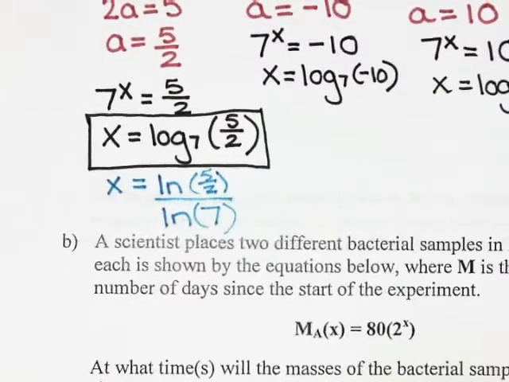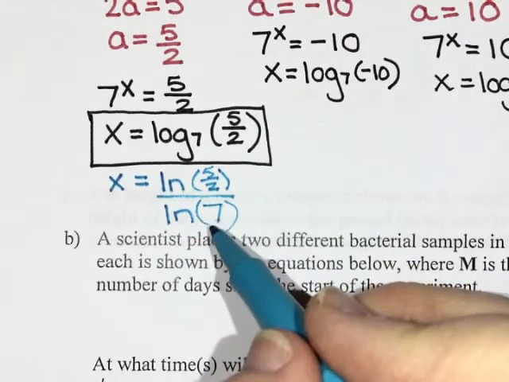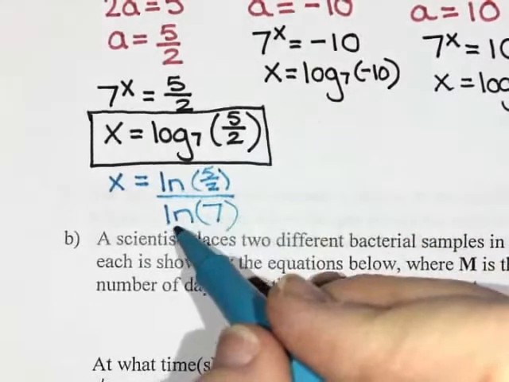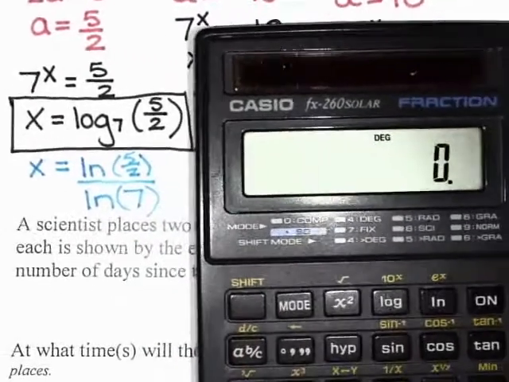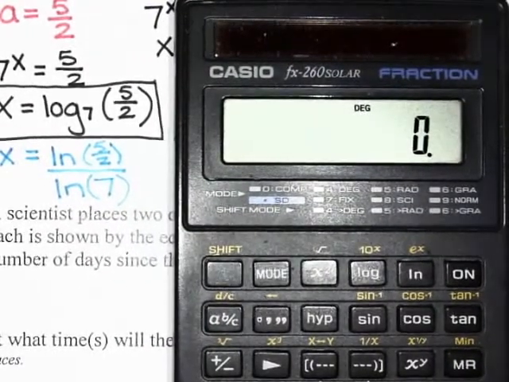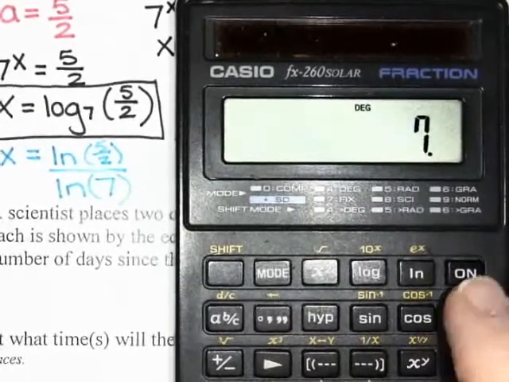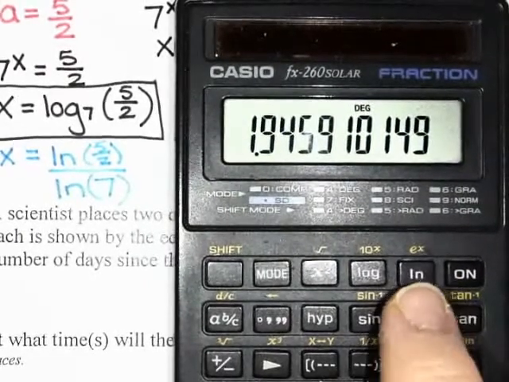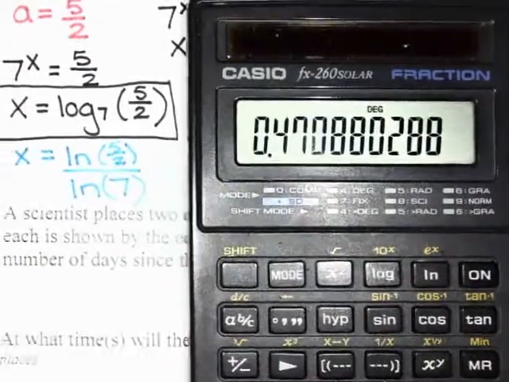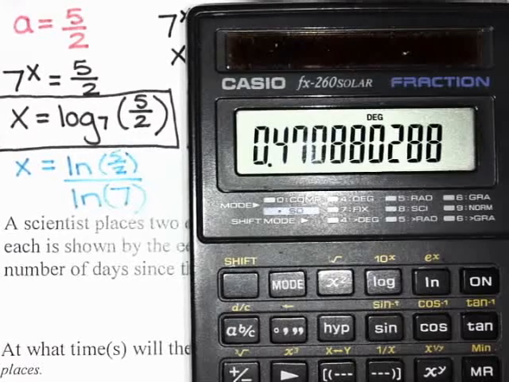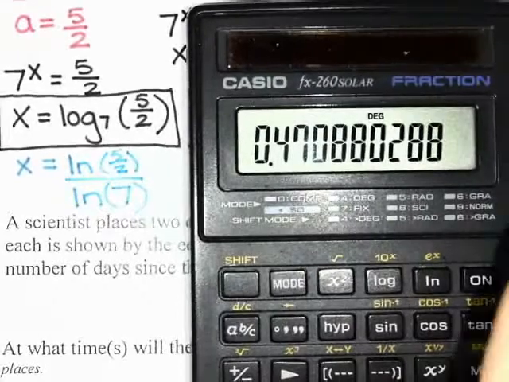So when we do change of base, we do ln of the argument divided by ln of the old base, or log of the argument divided by log of the old base. And then if I wanted to calculate that and it didn't ask me to, I would do 5 divided by 2 in a bracket, and then ln divided by 7 ln. Now, if you have a calculator where you see what you type in on the screen, you would probably hit ln first, and I get approximately 0.47. So 5 over 2 is definitely less than 7, but bigger than 1. So around that number seems to make sense to me.